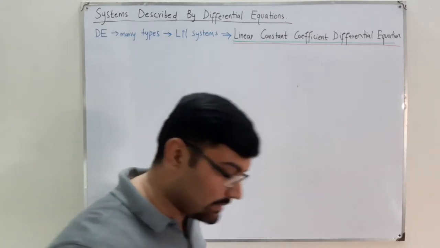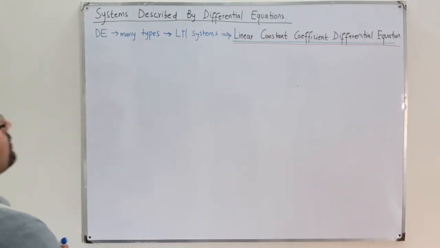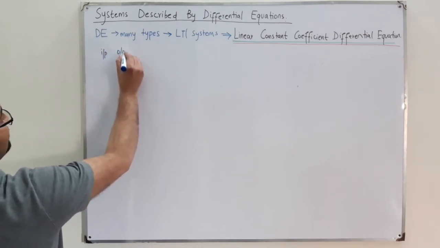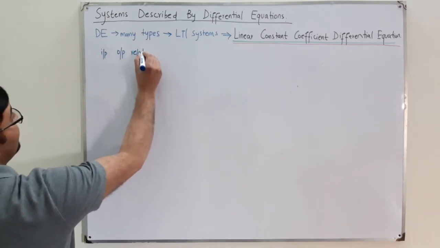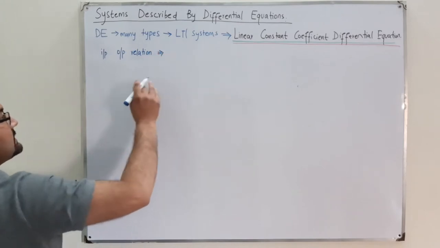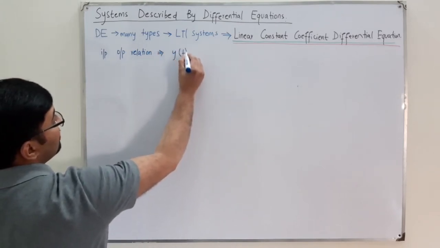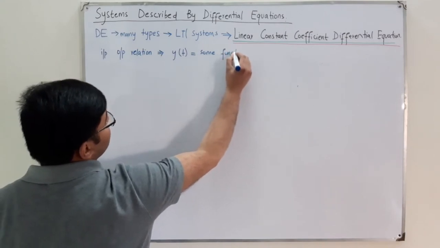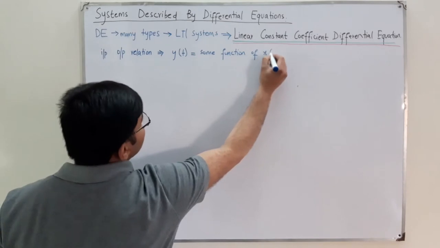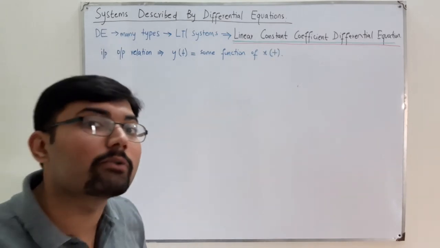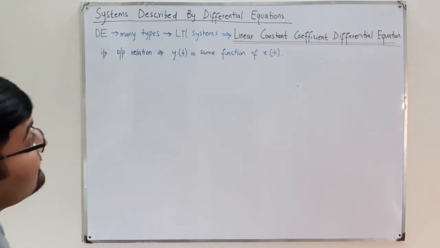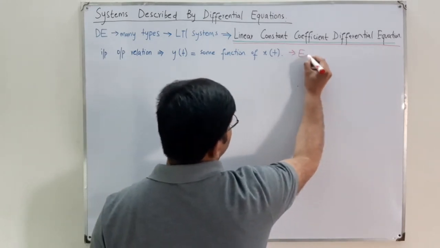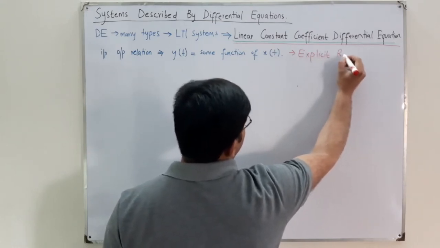Previously we had been discussing systems where the input-output relationship was given with the output on one side, y of t, and the input on the other side, which means the output was some function of the input, let's say x of t. This is what we have seen till now, and this sort of representation is called an explicit representation.